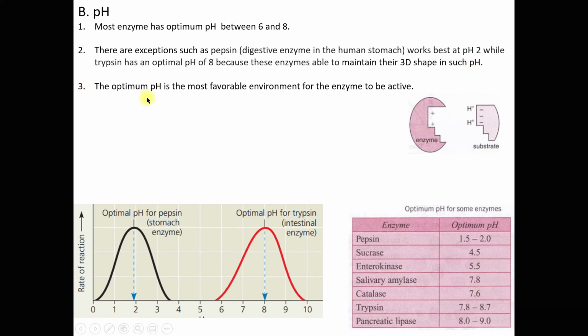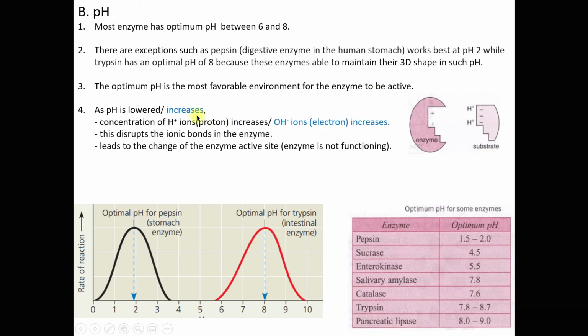Now, the optimum pH is the most favorable environment for the enzyme to be active. That's why enzymes work best in their optimum pH, because it is the environment where these enzymes can be most active.